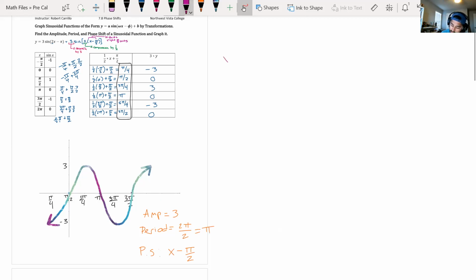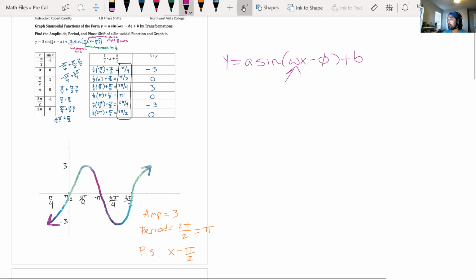So essentially what we're doing by transformations, when we're given this trig function of sine of omega x minus, oh, that fancy one is phi, plus b, what we're doing to graph this by transformations is we're factoring omega out from omega x minus phi. So you get y equals a times the sine of omega times x minus phi over omega plus b. That's all we did right there.